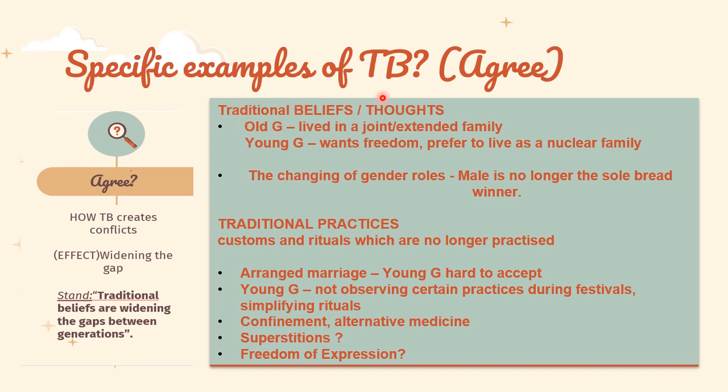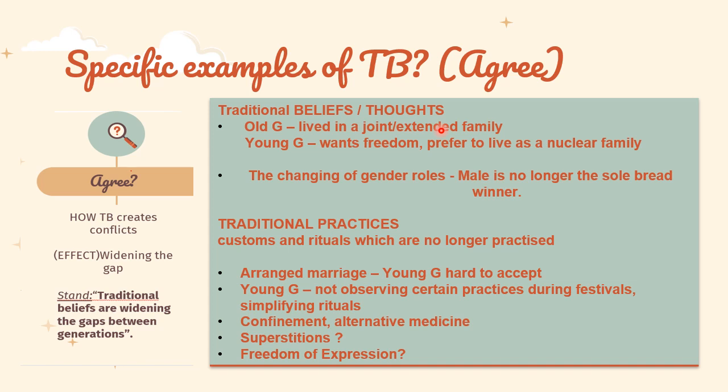Based on the definition we did earlier, we said it was about thinking, practices, and values. So what are the values that have been practiced by a family up until now, but are not acceptable to the young generations? Perhaps one of them is about a joint or extended family. The old generations love to stay together as a family unit in one particular family.